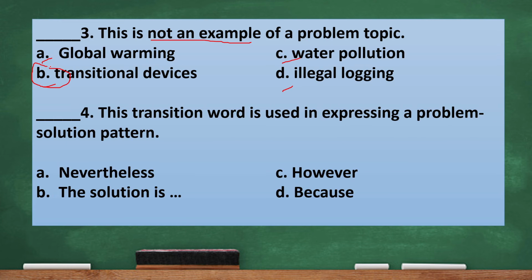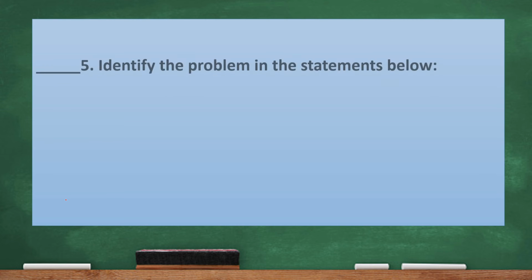For number 4, we have this question. This transition word is used in expressing a problem solution pattern. A. Nevertheless. B. The solution is. C. However. Or D. Because. Choose your answer. Correct. The answer is B.